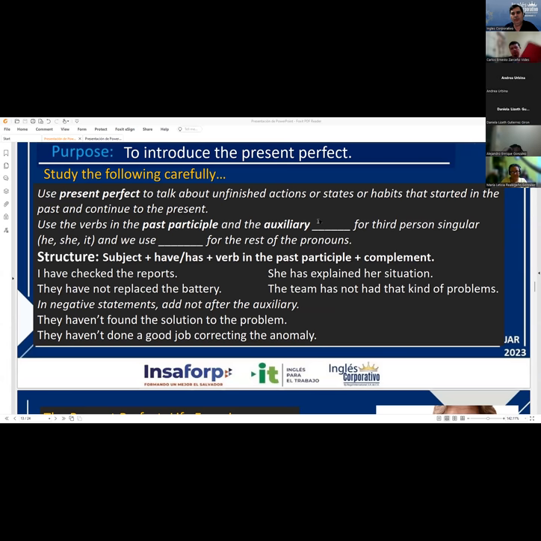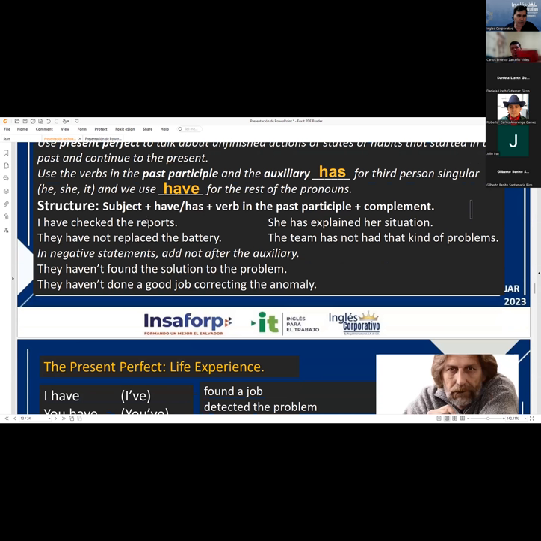Has. And we use what for the plural? Have. Okay. Have you seen her? So, the structure of the present perfect is subject plus have or has, the verb in the past participle and the complement. Teacher, what's the verb in the past participle?